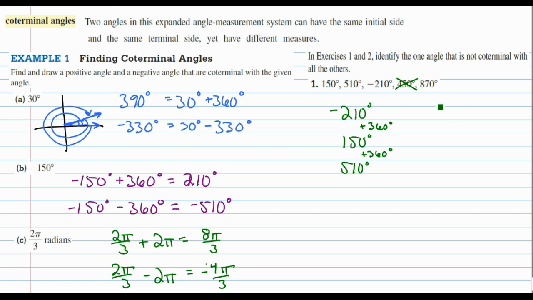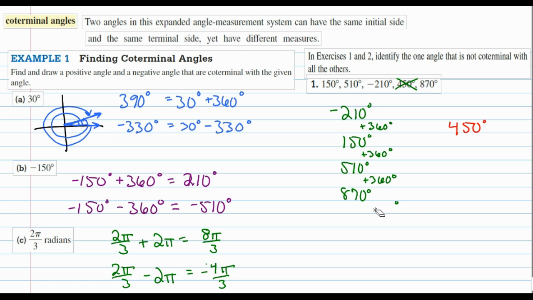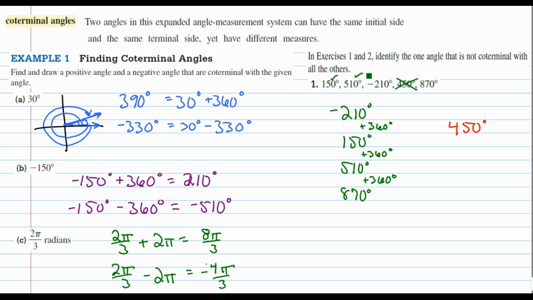So far 450 is on my bad list. That is not coterminal, but just to make sure, let's add another 360 degrees to 510 and see what I get. 870 degrees, and then plus 360, oh, well, that's my highest angle. I could keep going from there if I wanted to. But so far I've got all 4 angles except 450 degrees. So the angle that is not coterminal with all the others is the 450 degree angle.